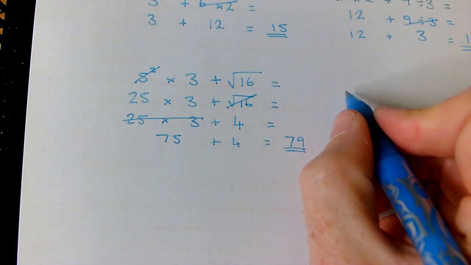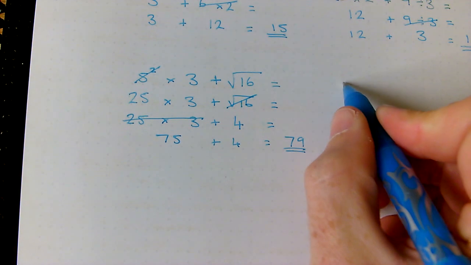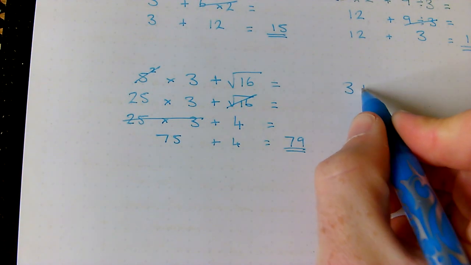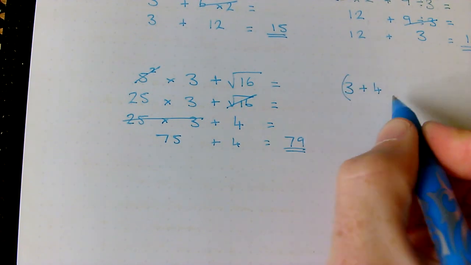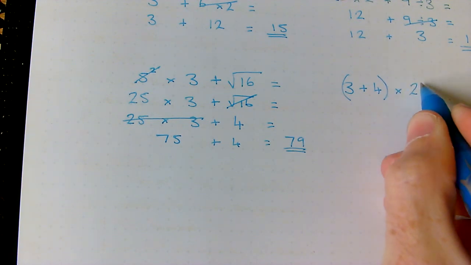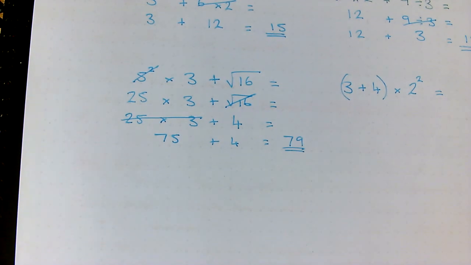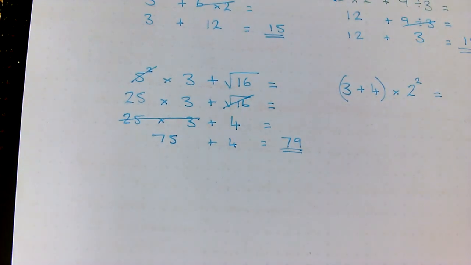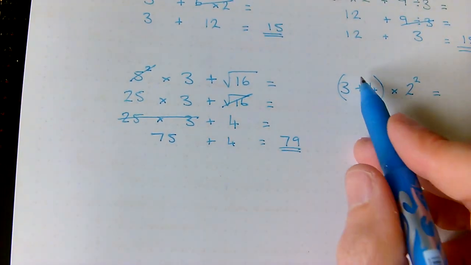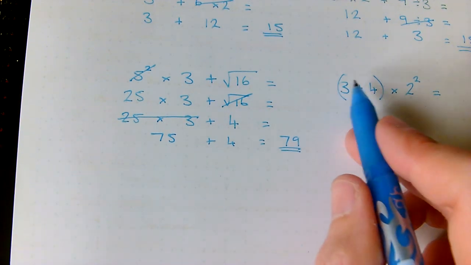Right. Last one for us to have a look at then. So we're going to have 3 plus 4 times 2 squared. Okay, so now in this case we do have brackets, so whatever's inside the bracket we have to do that calculation first. Doesn't matter what else is going on.